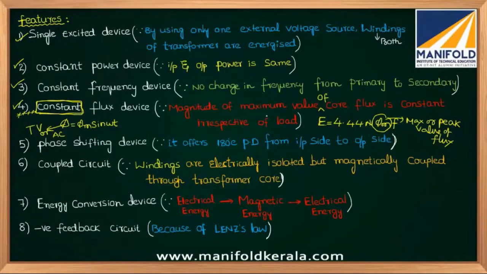Very good. The magnitude of phi m is maintained constant throughout operation. If it is 20 milliweber, I'll be maintaining it constant irrespective of load changes. That's why I'm calling it a constant flux device. I'll tell you why and how we have to maintain core flux constant, all those we'll see in future. Okay, guys, so I think the fourth point is clear now, right?